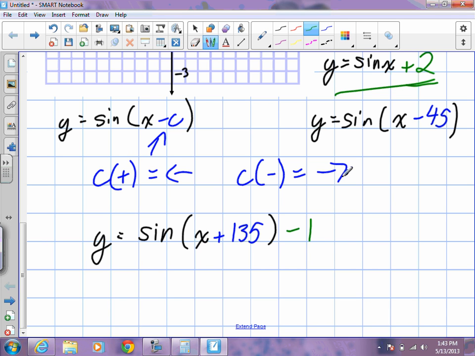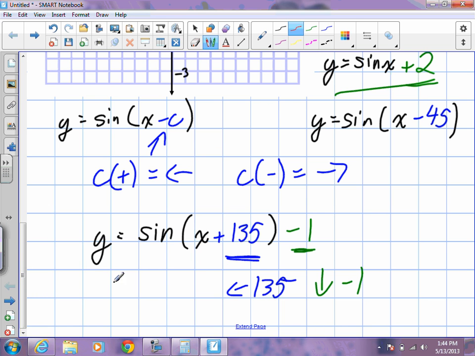Okay, I want to hear, Mark, what is it going on? How far to the left? 45 degrees. Just 45 degrees? 135. 135 units or degrees. And what's it vertically doing? How far? 1. Okay, and that's from the original one. So we'll do this guy in red.